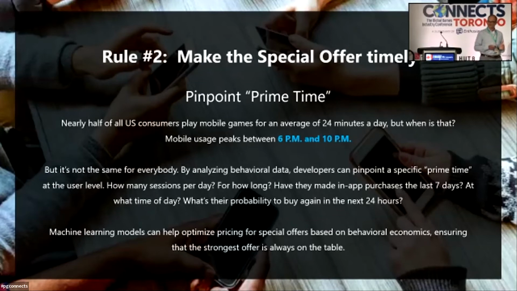But get the data for your game. Really understand when people play, because your data might tell you something different. Or even better, try to pinpoint that time outside of the average prime time. What's prime time for your game?